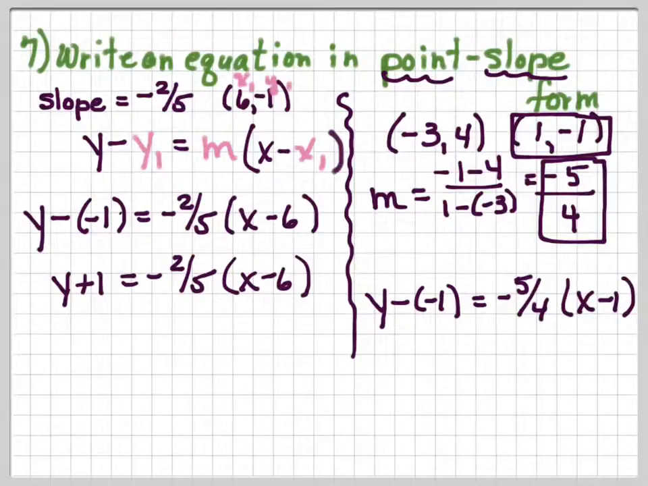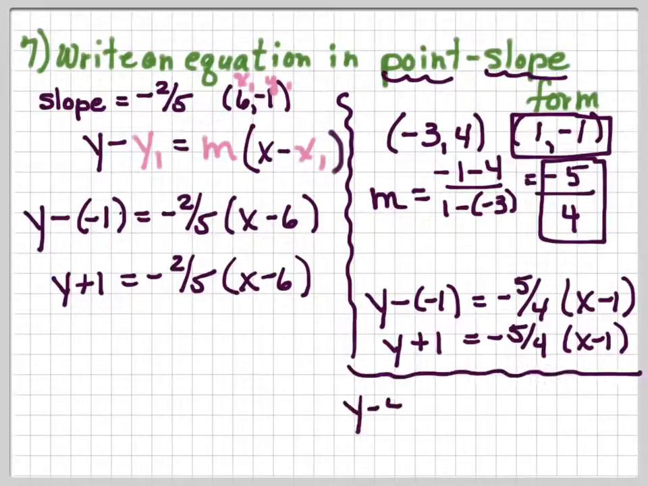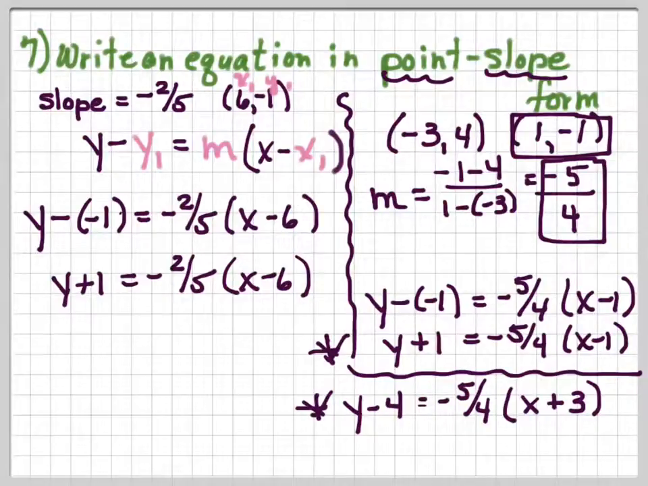So my formula is going to be y plus 1 equals minus 5/4 times x minus 1. I can use the other point also, the negative 3, 4, and with that I'm going to get y minus 4 equals minus 5/4 times x plus 3. These two don't look alike, but they are the same thing, just with different points. If you solve this and change it to slope-intercept form or standard form, you'd have the same exact equations, just in a different form.